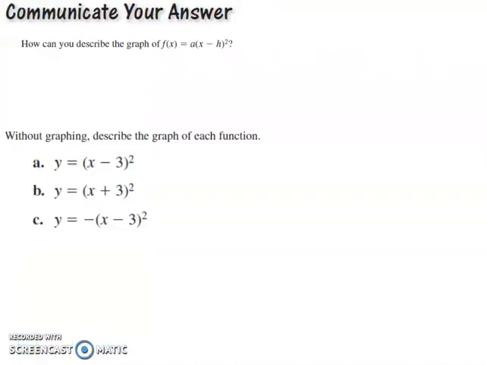So I'd like to think about how we can describe the graph of f of x equals a times the quantity of x minus h all squared. So take a moment to pause the video and write yourself out an answer to that question, and then proceed to describe the graph the best you can of a, b, and c below.